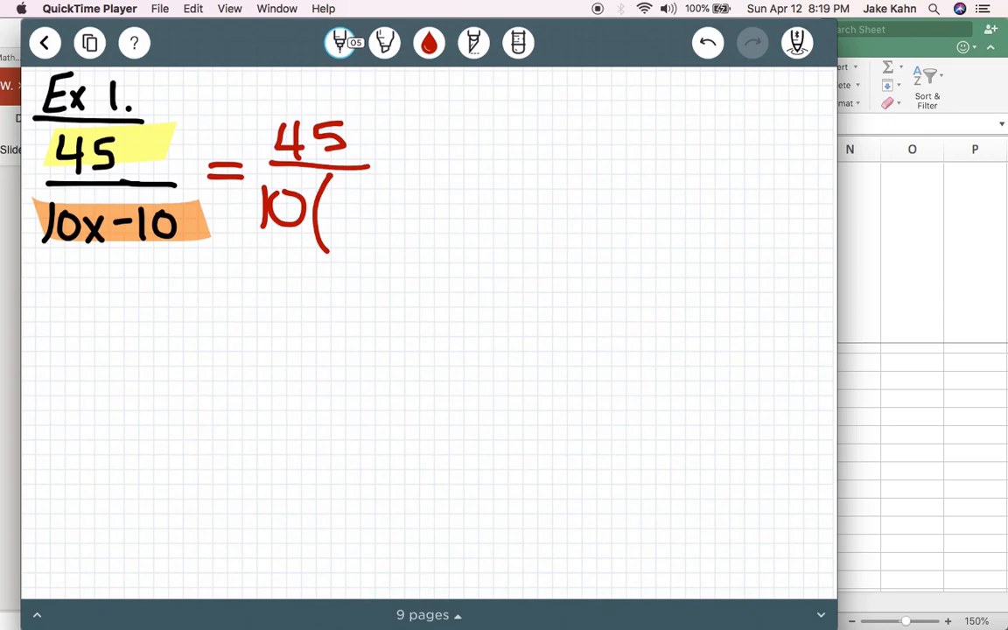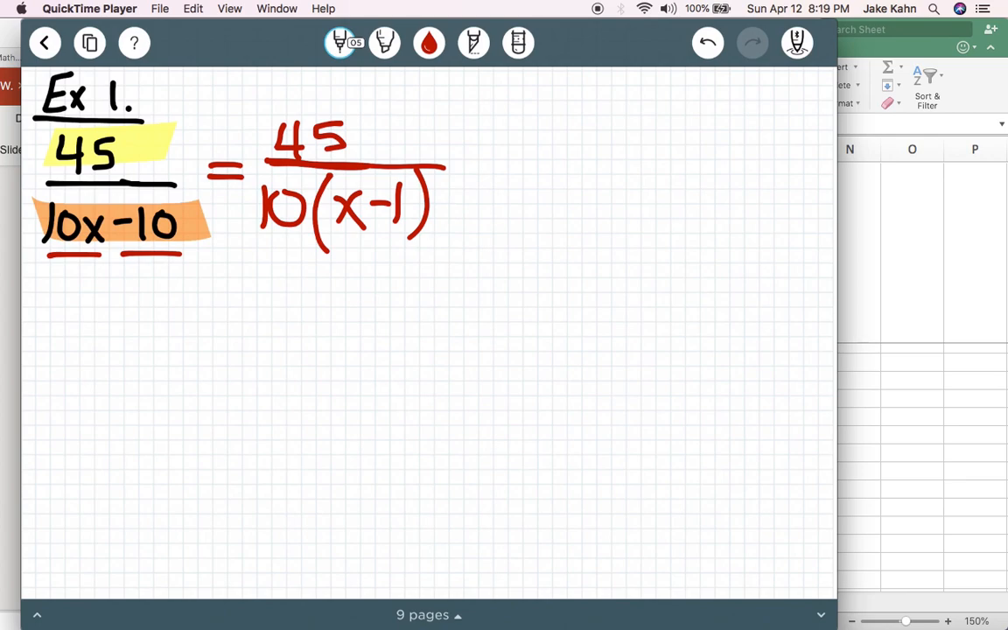Well, if we divide 10x by 10, we just get x. And if we divide negative 10 by 10, we just get negative 1. Cool. Now that we factor top and bottom, we would usually do the operation like multiplication or division, addition or subtraction, but we're starting off simple without any operations going on, right? So now we ask ourselves, can we simplify this at all?